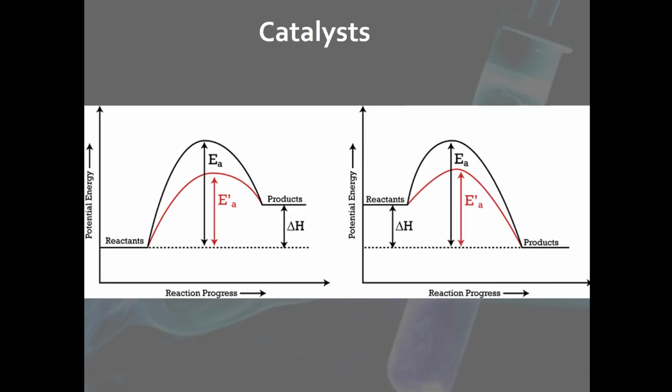And then there's just an example of the different pathways. So the black here would be an uncatalyzed reaction, and the red is a catalyzed reaction. It just lowers the activation energy for that to occur.